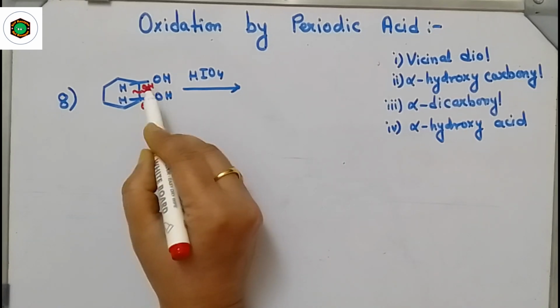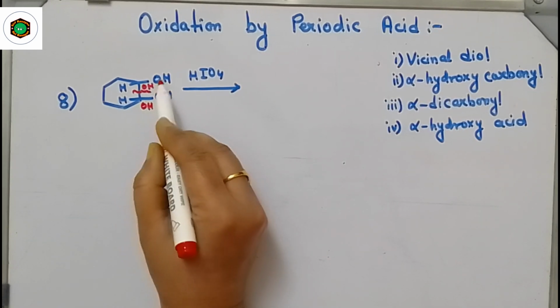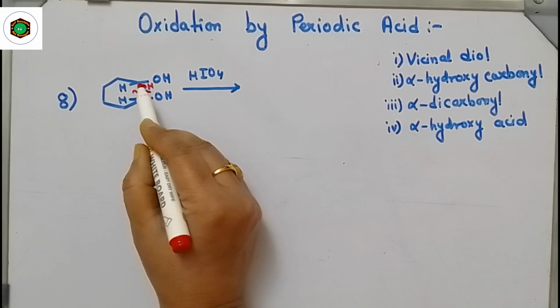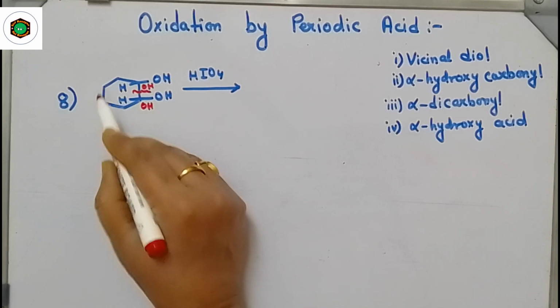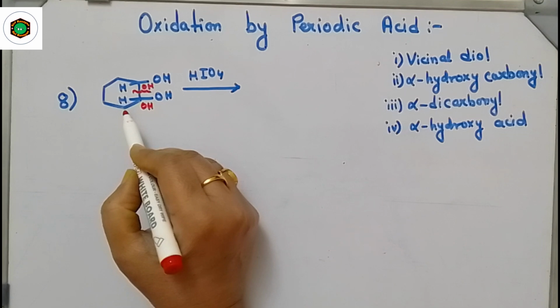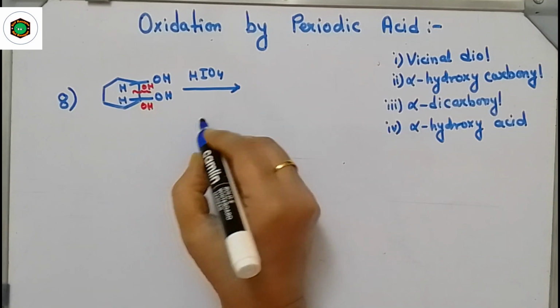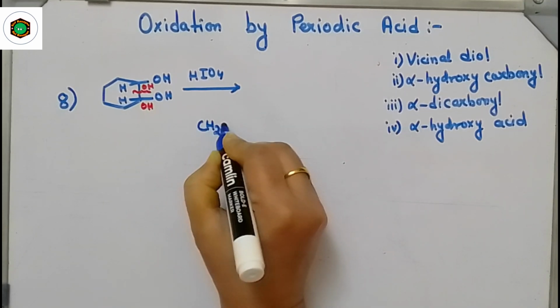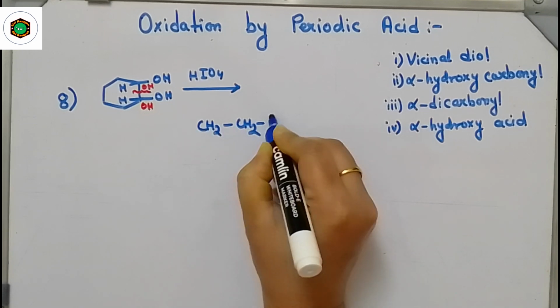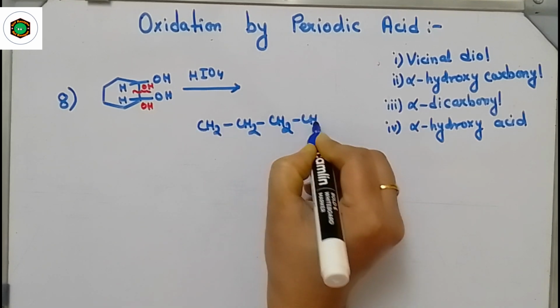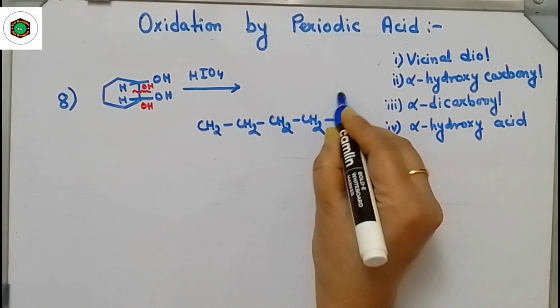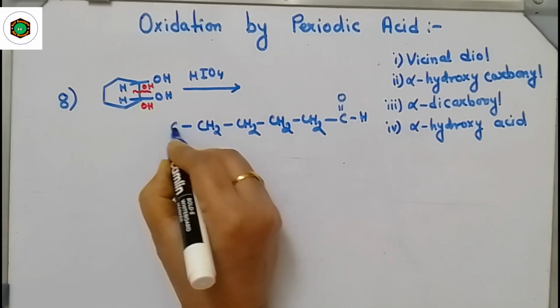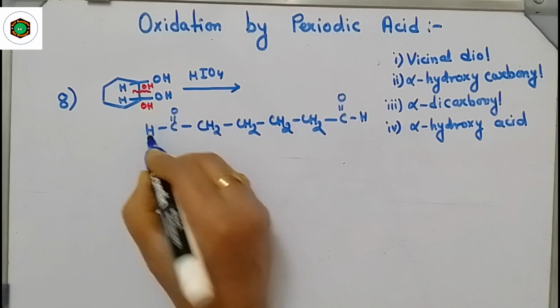Since in this carbon two OH groups are attached, here also same thing. So removal of water will give one CHO group. So here how many CH2s are there? 4 CH2 groups are there. We can write like this: CH2, CH2, CH2, CH2, here one CHO. After removal of water, here one CHO, dialdehyde we are getting.